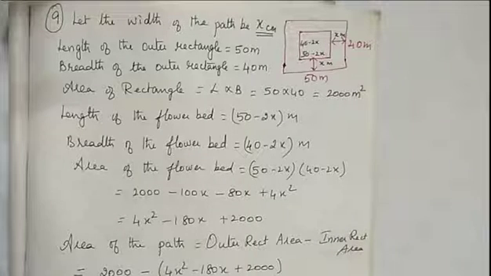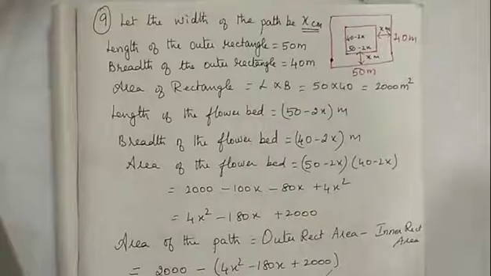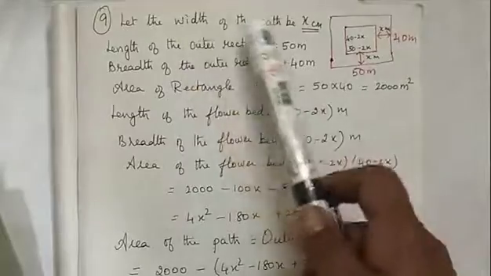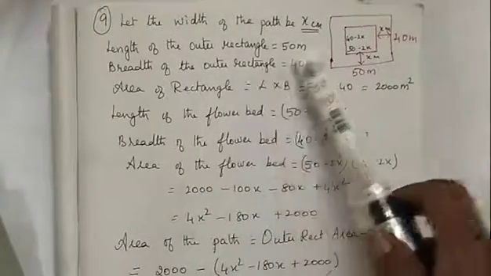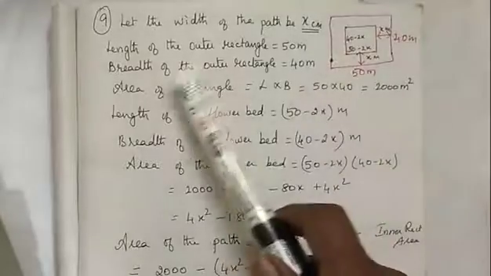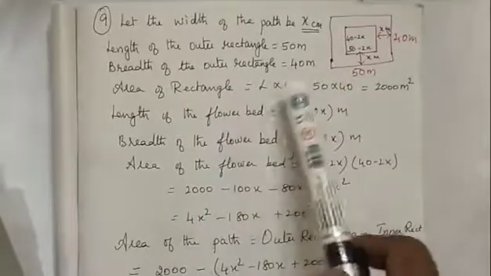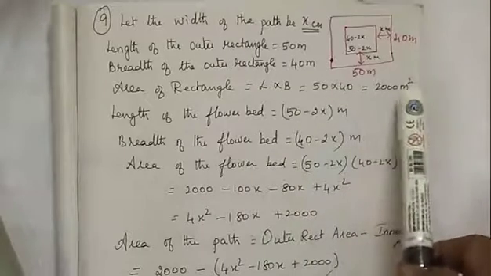So how much is the total amount spent? Rupees 52,000. Let the width of the path be x meter. The length of the outer rectangle is 50 meter, the breadth of the outer rectangle is 40 meter, and the area of the rectangle, length into breadth, 50 into 40, is equal to 2000 square meter.